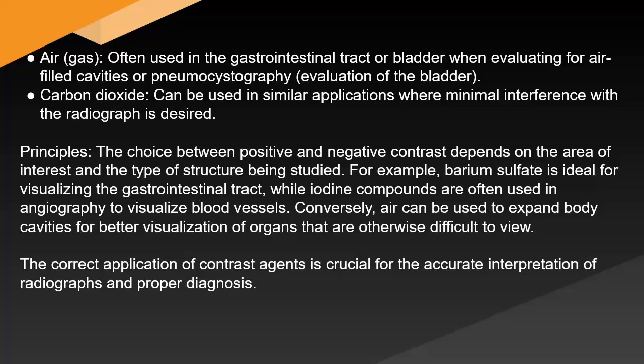Principles: The choice between positive and negative contrast depends on the area of interest and the type of structure being studied. For example, barium sulfate is ideal for visualizing the gastrointestinal tract, while iodine compounds are often used in angiography to visualize blood vessels. Conversely, air can be used to expand body cavities for better visualization of organs that are otherwise difficult to view. The correct application of contrast agents is crucial for the accurate interpretation of radiographs and proper diagnosis.